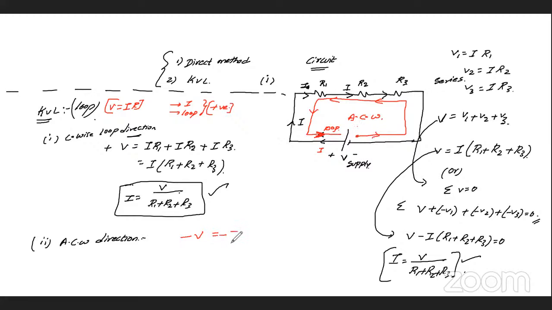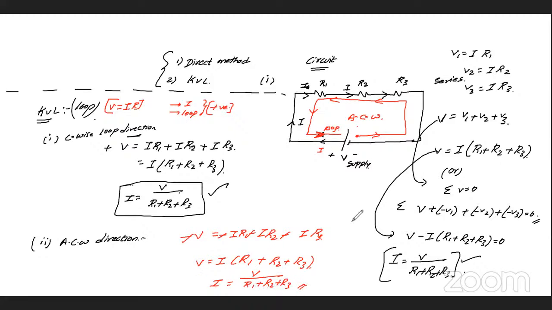So it is minus I into R1. And same thing, current and loop for the resistor R2 both are in opposite, so it is minus I into R2. And for the resistance R3 also it is minus I into R3. So minus, minus, minus will get cancelled. So V is equal to I into R1 plus R2 plus R3, or current I is equal to V divided by R1 plus R2 plus R3.